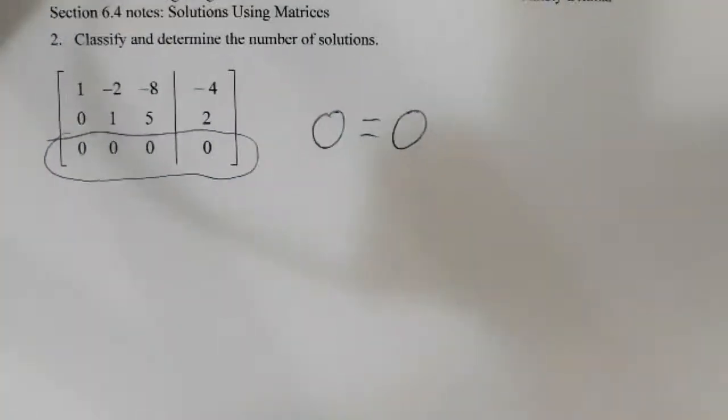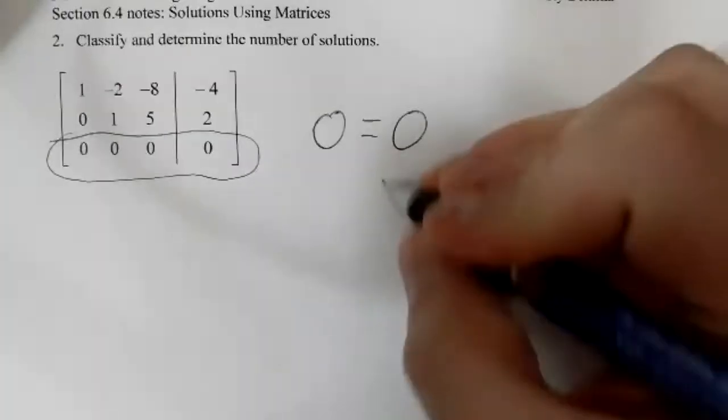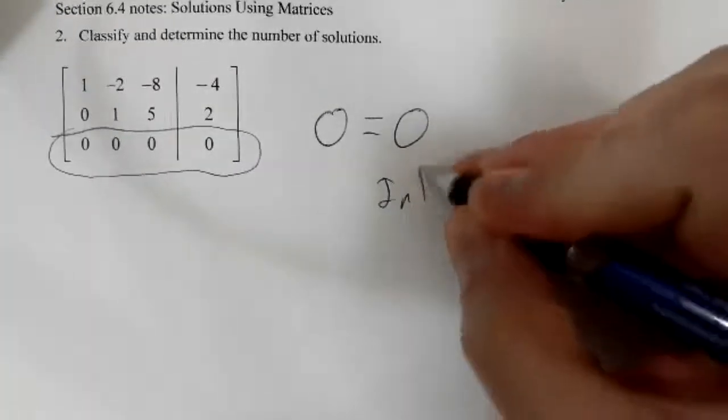So the second you see that, I want your brain to snap. What does that mean? If you told me there should be infinitely many solutions, identity.